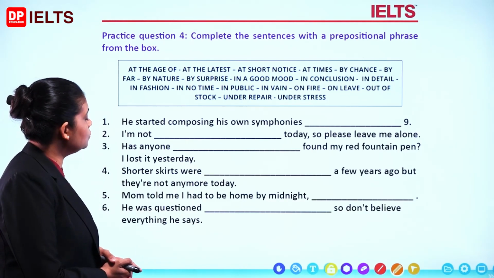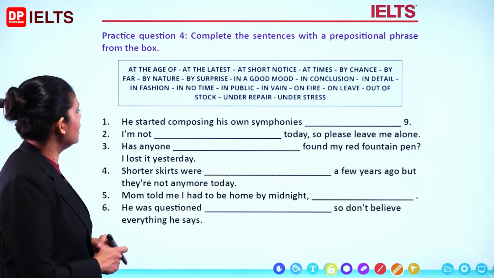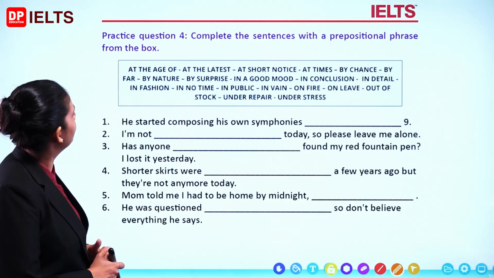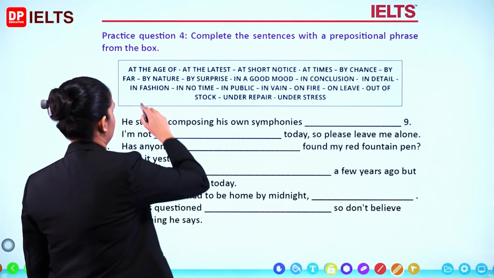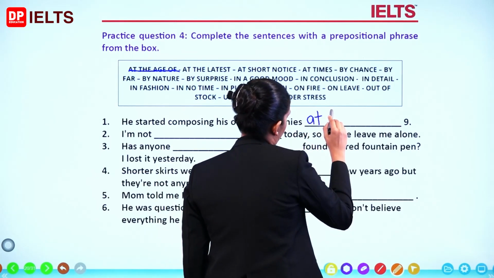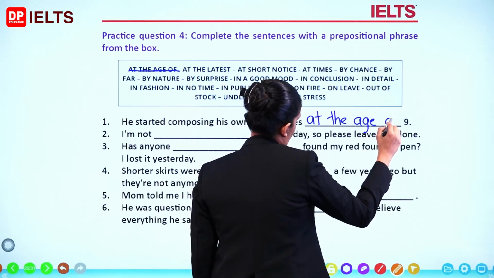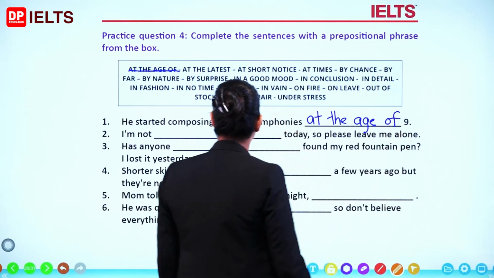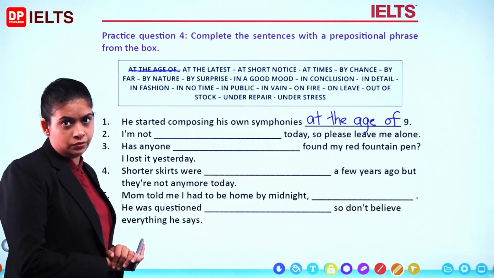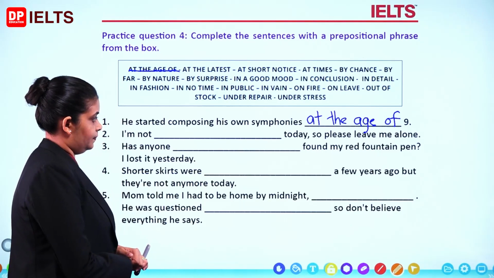So I'd like you to complete the answers on your own, right? He started composing his own symphonies at the age of 9. There you go. The first one, I'm doing it for you. Right, so there you are. I'd like you to read this on your own and answer the questions.